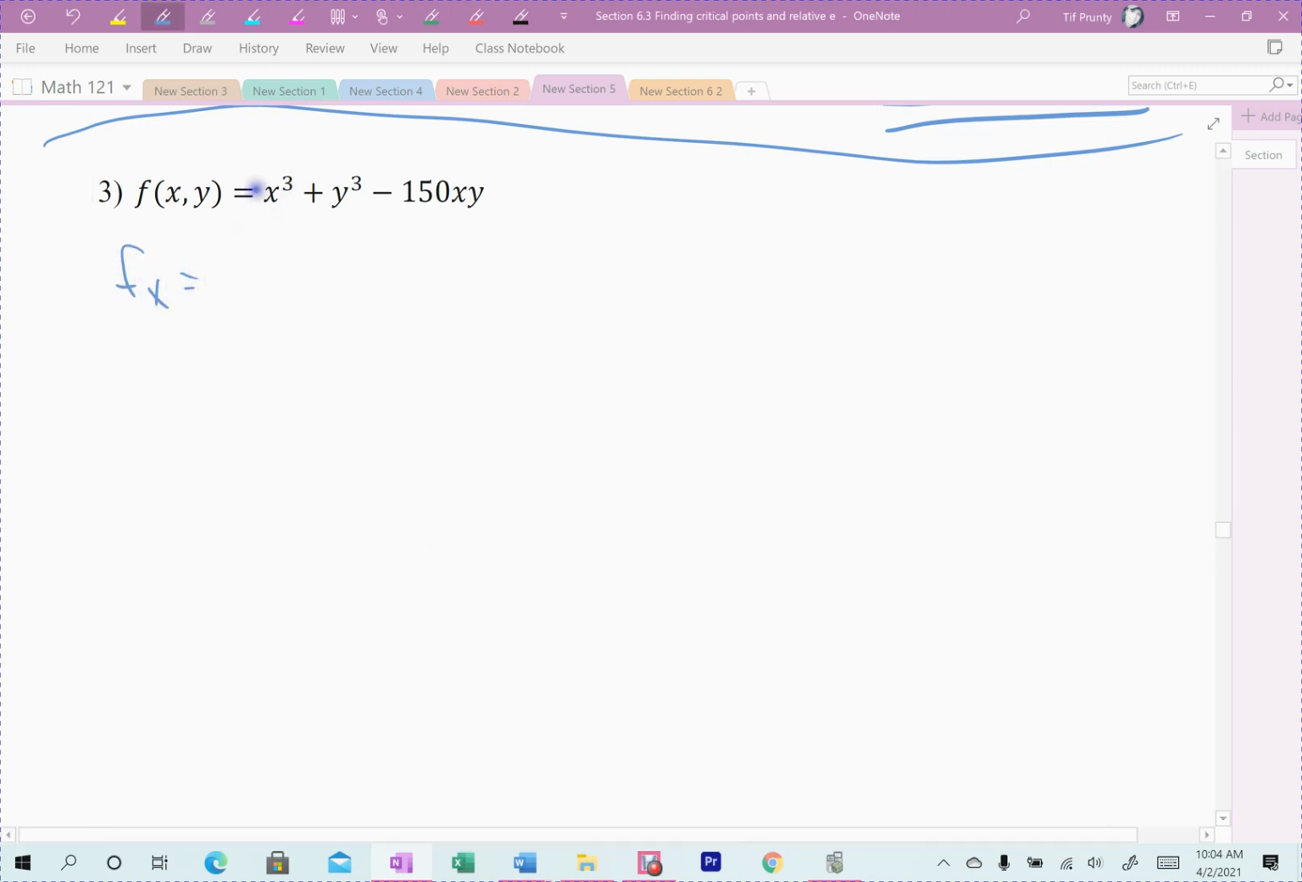Alright, so my first order derivative with respect to x is 3x squared minus 150y. Set it equal to 0. F sub y is 3y squared minus 150x, set equal to 0. Alright, so you'll notice both terms are very similar.